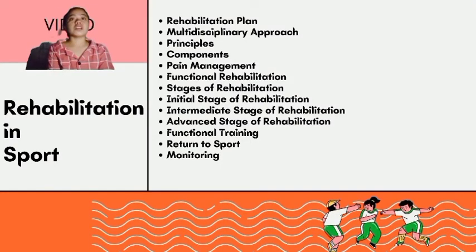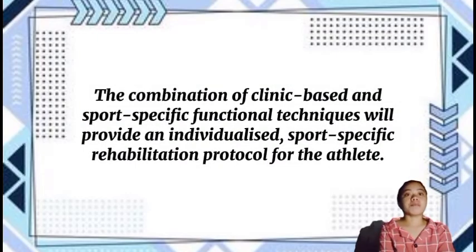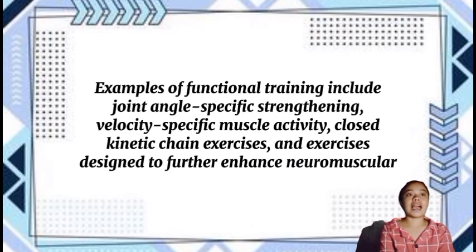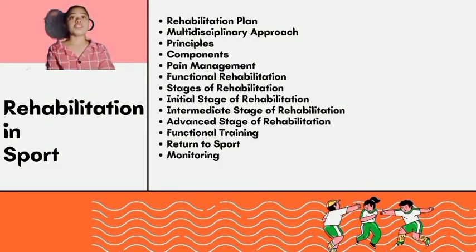The next one is functional training. The combination of clinic-based and sport-specific functional techniques will provide an individualized sport-specific rehabilitation protocol for the athlete. Rehabilitation and conditioning exercises must be functional to facilitate a return to competition. Examples of functional training include joint angle-specific strengthening, velocity-specific muscle activity, closed kinetic chain exercise, and exercise designed to further enhance neuromuscular control.